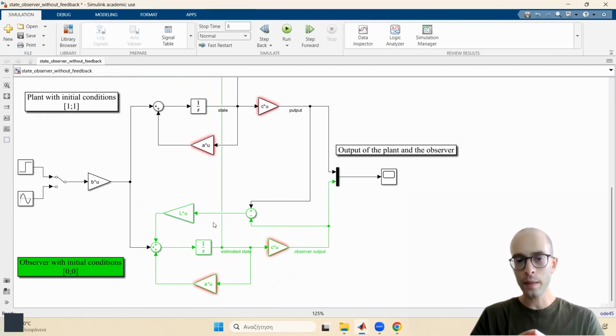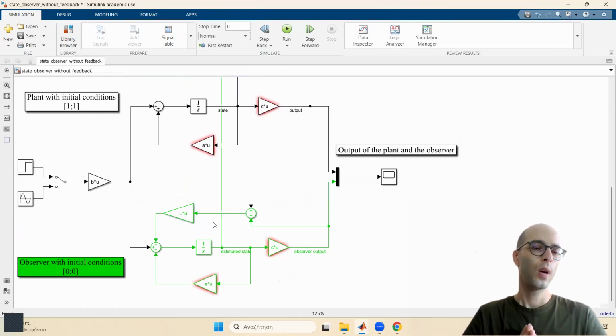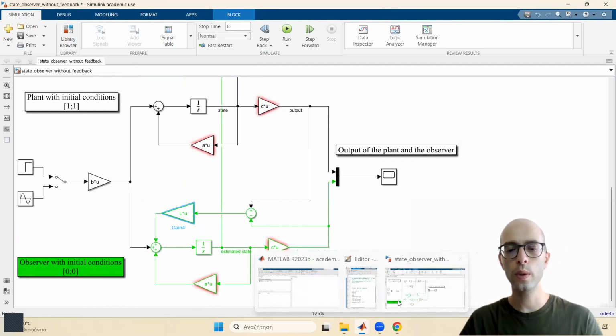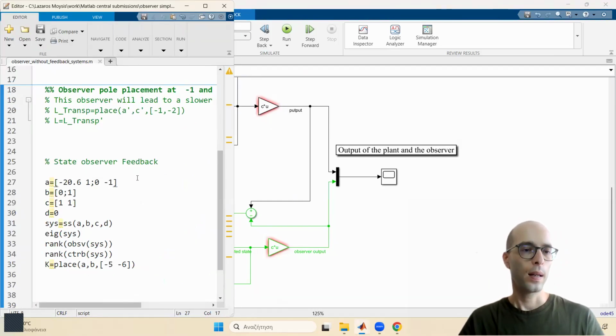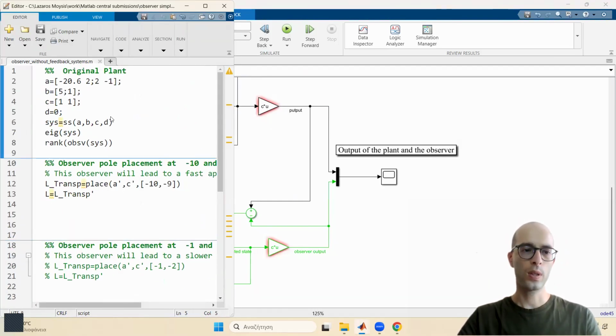And this additional term, L times the error between the outputs, helps in having the observer converge to the actual values of the original system states. In order to compute this matrix L, what I need to do is basically, let me first define my system, which is this one, A, B, C, and D matrices.